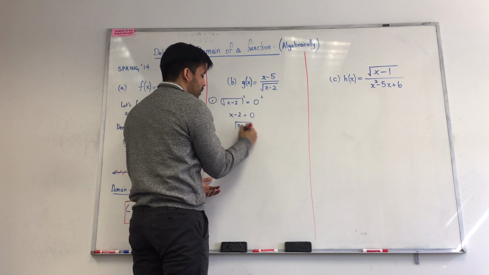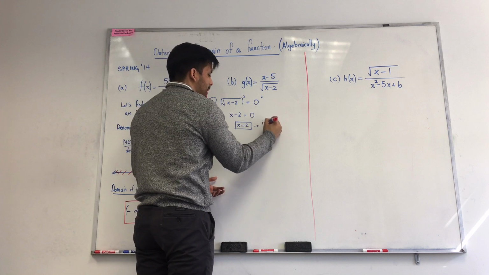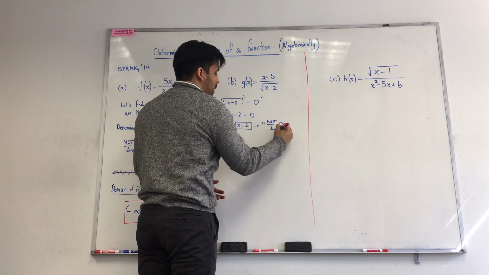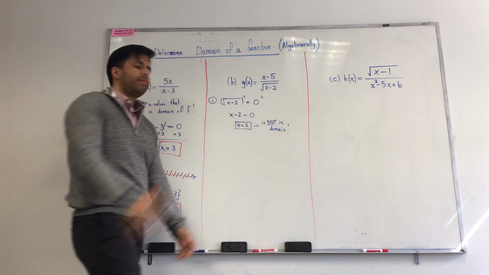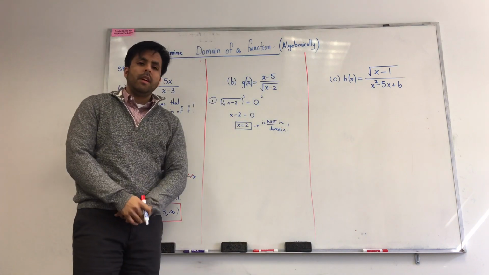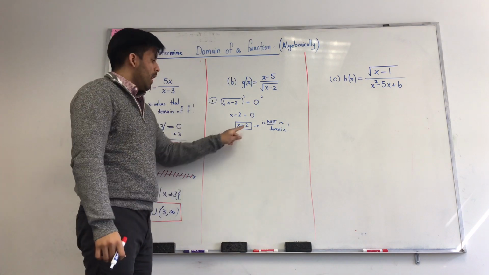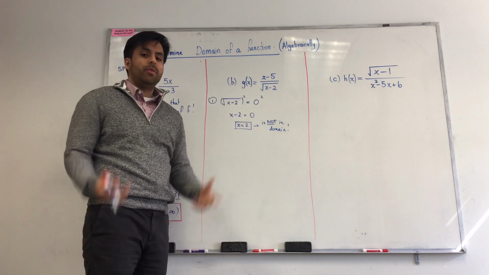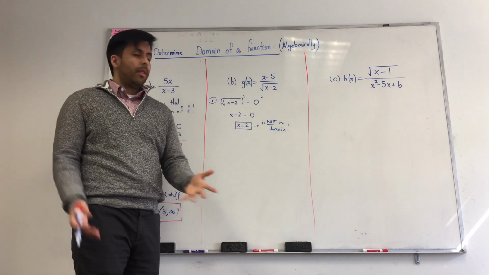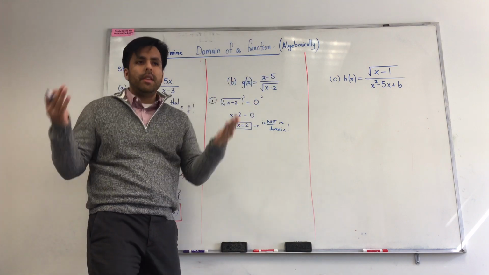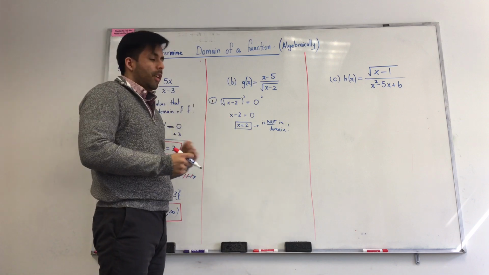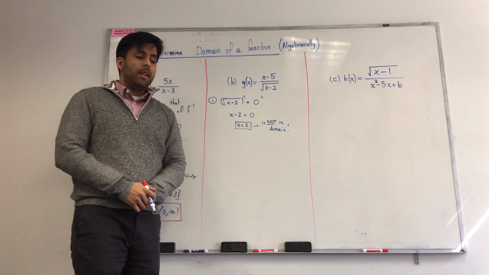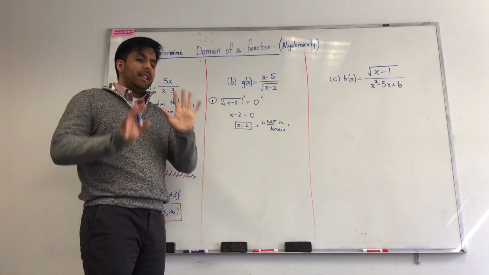So what does this mean? x equals 2 is not in the domain. This is not in my domain. Why is it not in my domain? Well, if I were to plug this into my function, I would get 2 minus 2 in the denominator, which is 0. The square root of 0 is 0, and anything divided by 0 is undefined. So this x value makes my function undefined and hence cannot be in my domain. But that's not the whole story.